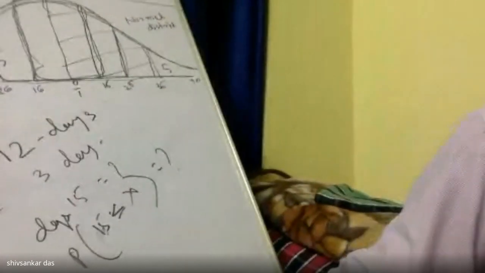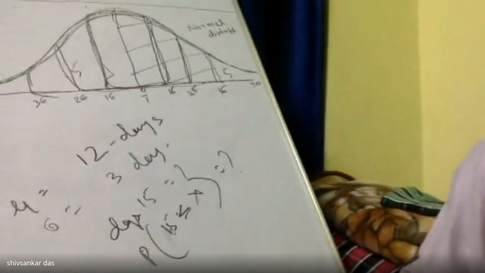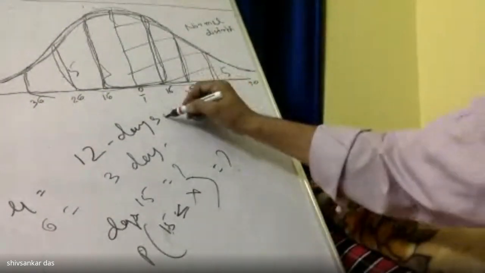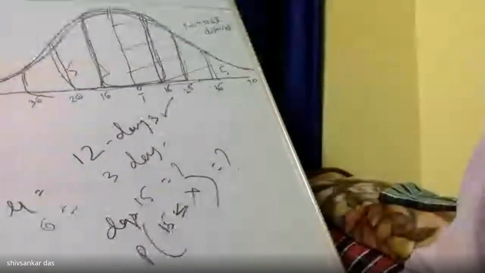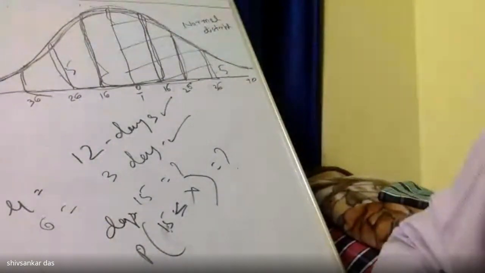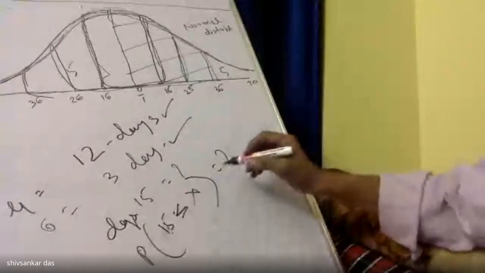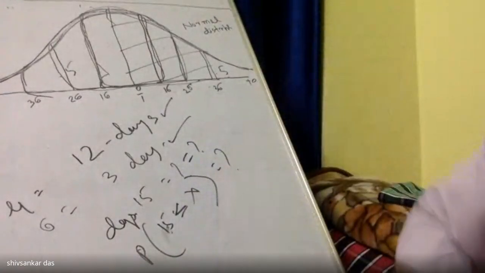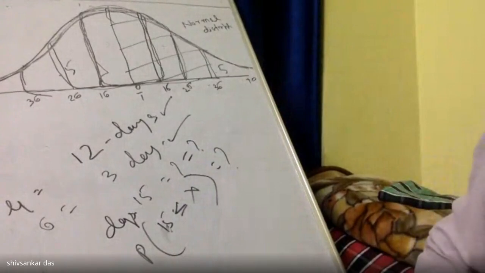The duration of a project is normally distributed with the mean number of days as 12. Standard deviation is 3 days. Find the probability that the project shall be completed in 15 days.